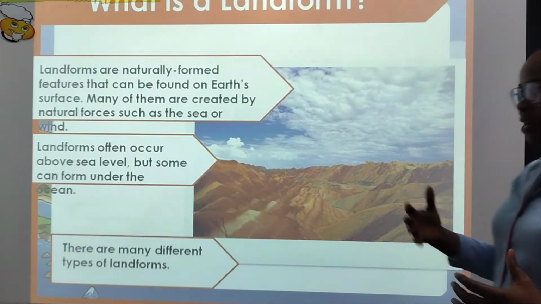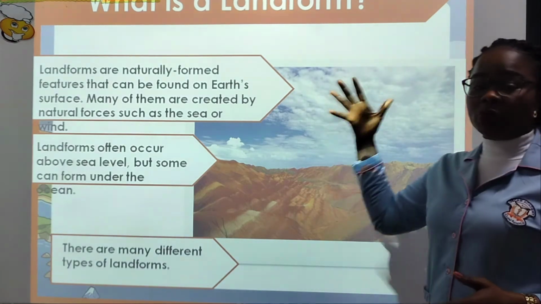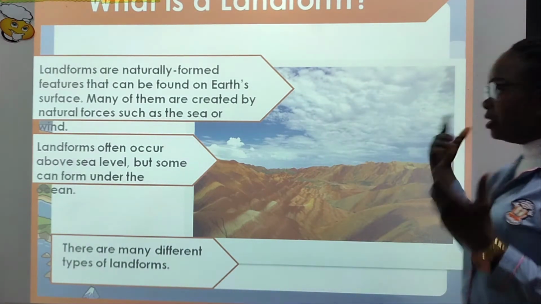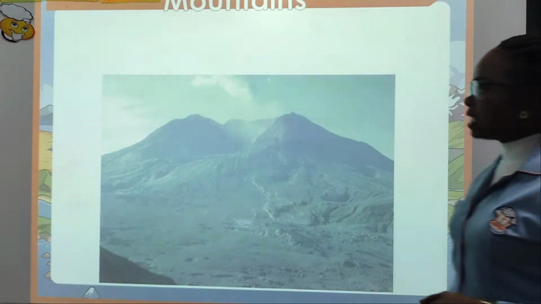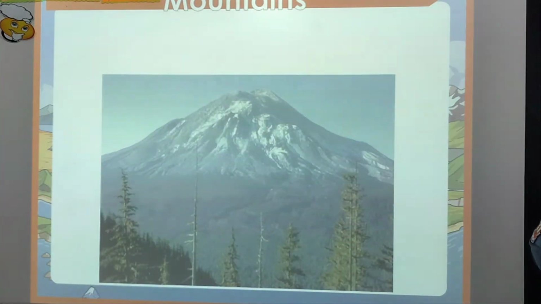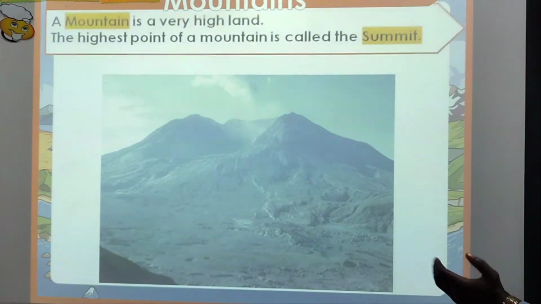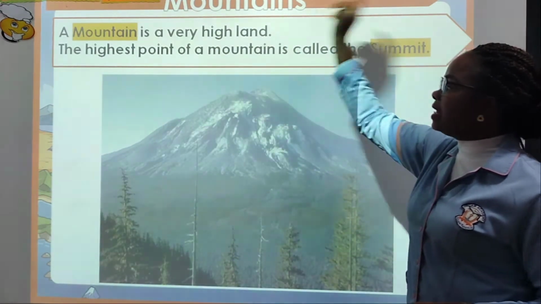There are many different types of landform. So we are going to be looking at the types of landform in our lesson today. Now, let's take a look at the landform mountains. Again, the mountains. What is a mountain? A mountain is a very high land.